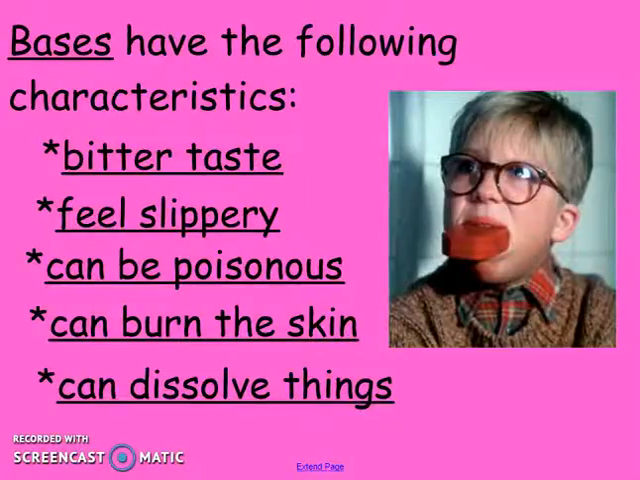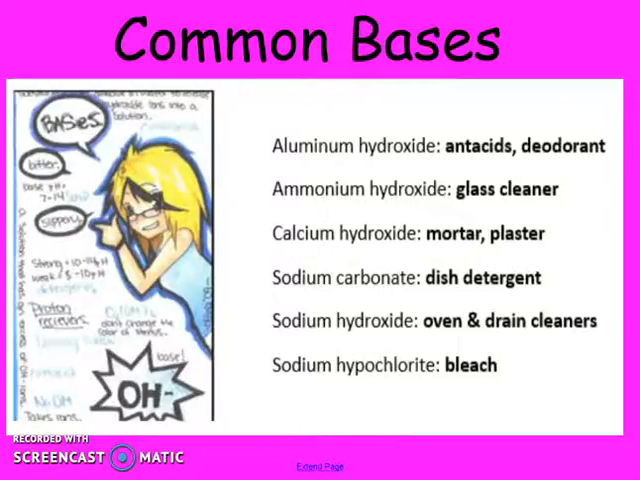Bases, on the other hand, are going to have a bitter taste. They feel slippery. They can be poisonous. They can burn your skin, and they can dissolve things. So strong bases are just as dangerous as strong acids, and a lot of cleaning supplies are going to fall on the basic side of the scale. Other common examples are things like antacids and deodorant, glass cleaner like Windex, mortar and plaster, dish detergent, oven and drain cleaners, and bleach. So if you notice, a lot of them are common cleaning products. They're going to test on the basic side of the scale.